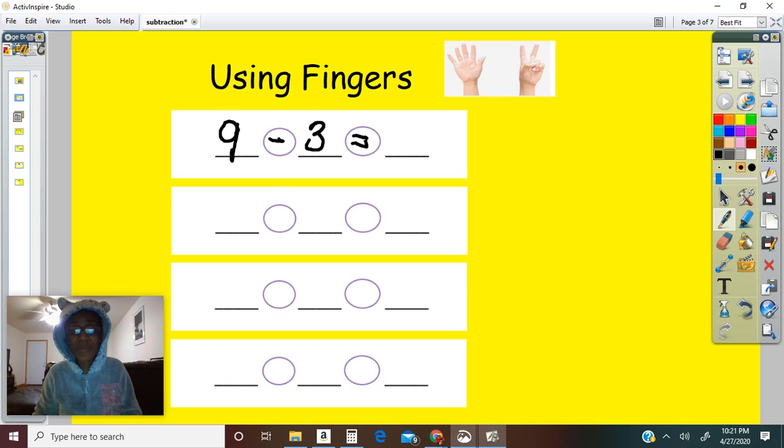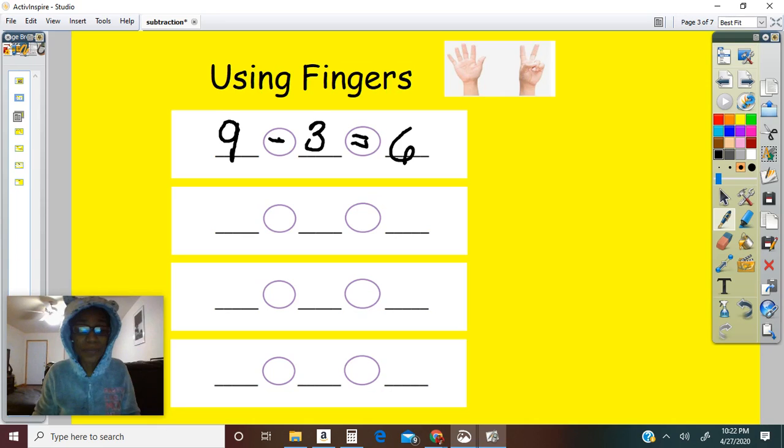Remember, we always start with the biggest number, which is 9. Then we have to subtract 3. 1, 2, 3. How many do we have left? 1, 2, 3, 4, 5, 6. 6 is going to be our answer. So now we know that 9 take away 1, 2, 3 equals 6.